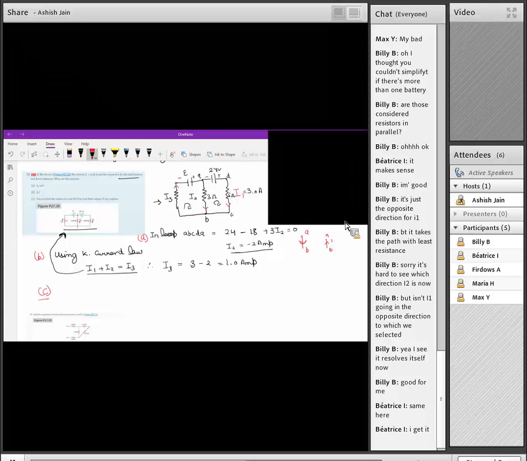Okay, point C. Can you find the values of epsilon and R? If so, find their values. If not, explain. So there are two unknowns, R and epsilon. The question is asking, can we find those values? If yes, we have to find them. If not, we have to explain it. It's again a voting question: how many of you think that we can find the value of epsilon and R, and how many of you think we cannot? Whoever is in favor, say yes or no.